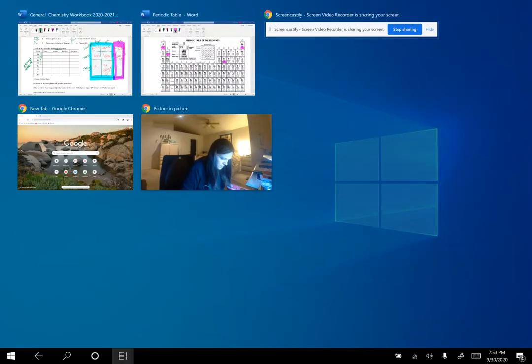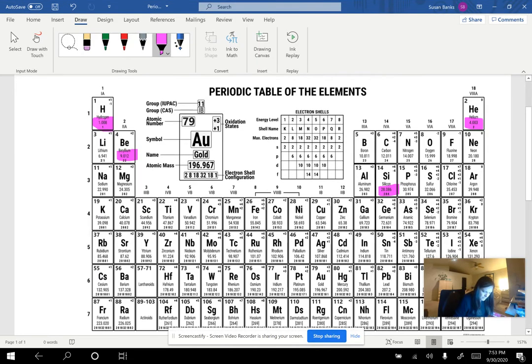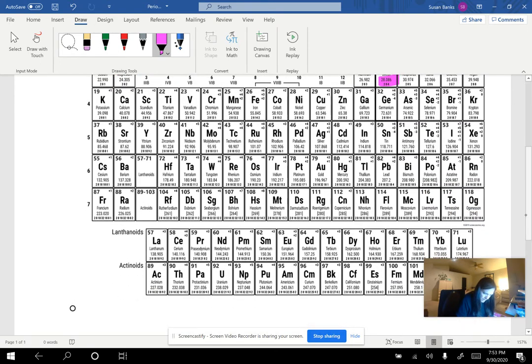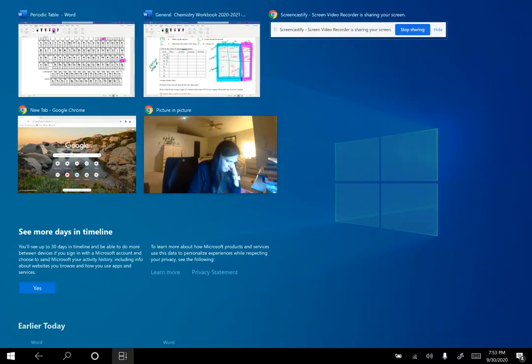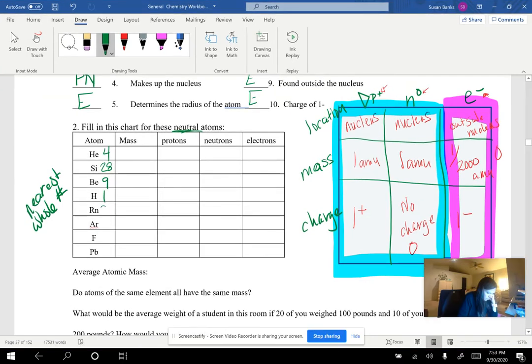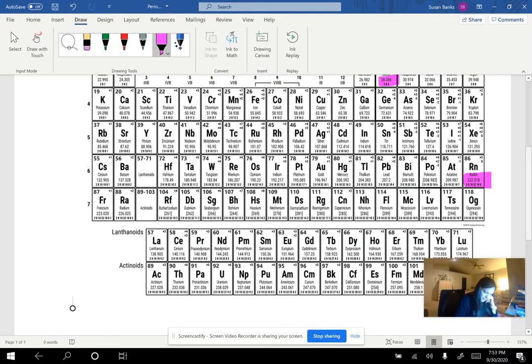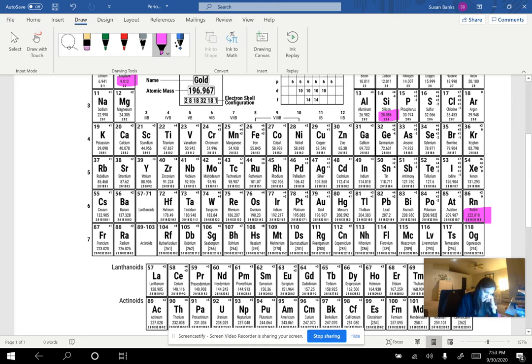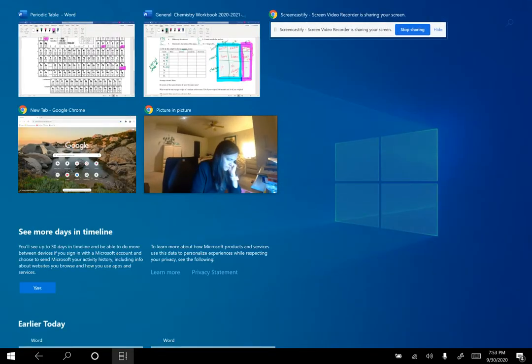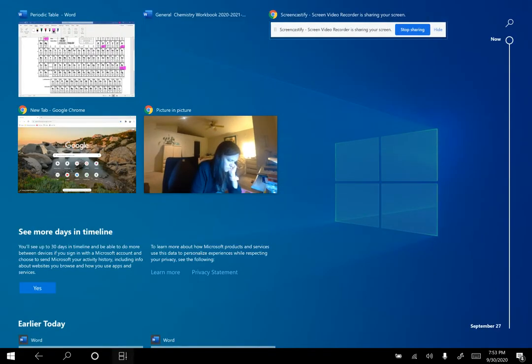Radon, let's look for radon. So radon's nearest whole mass is right here, 222. Argon, you find it. Argon's nearest whole mass is 39.9. So whole number would be 40. It would round to 40. So we're going to put 40 here.